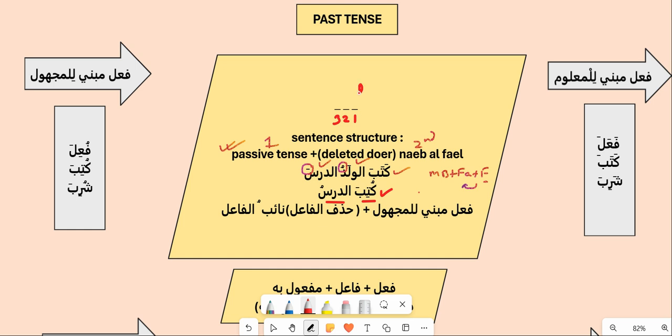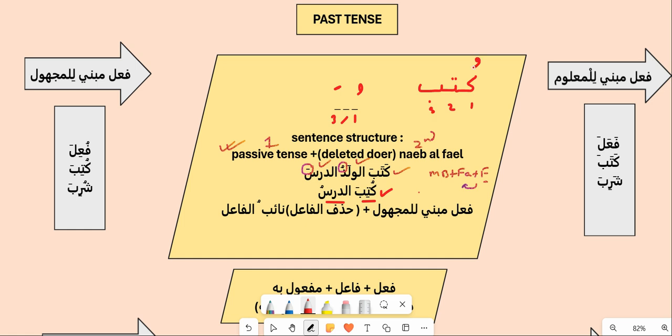The first letter gets a dhamma. The second last letter, always count from the last, gets a kasra. So if I rub this off and put a haraka, the second last letter gets a kasra, and the third letter will have the usual fatha, as you can see the ba having the fatha. So your verb now becomes ku ti ba. So you put the first letter, the second letter, and the third letter.